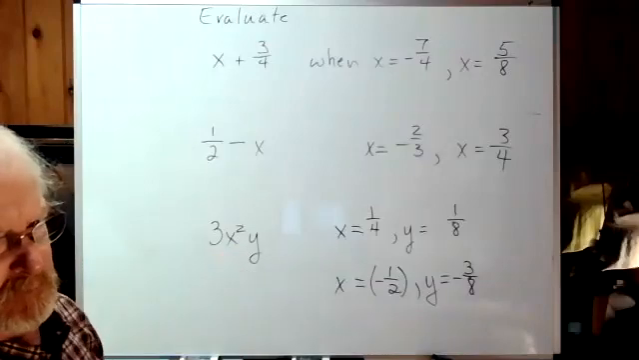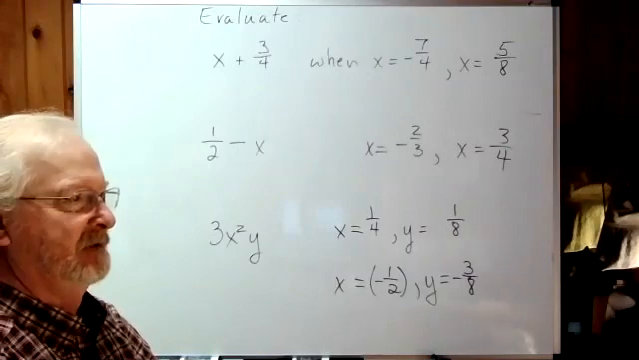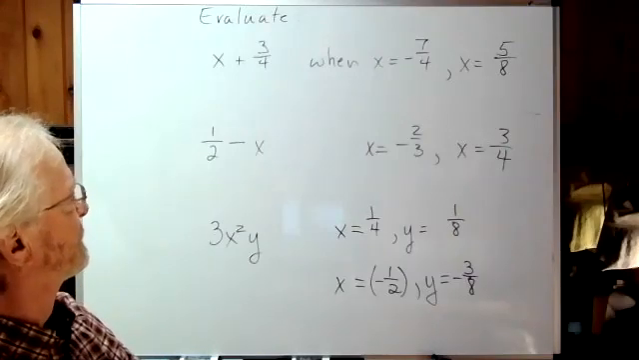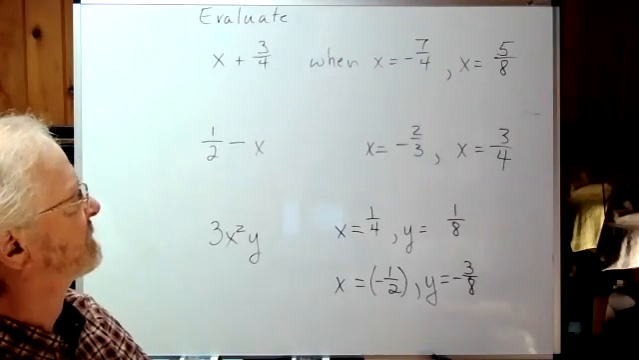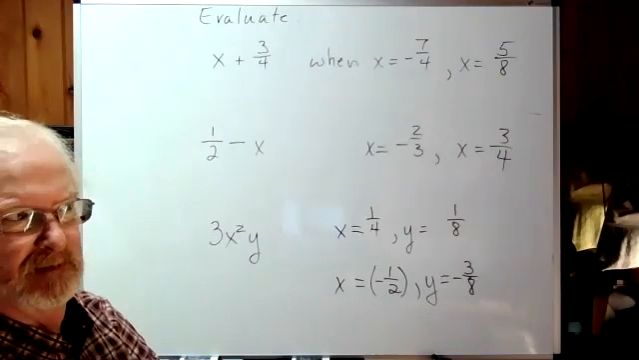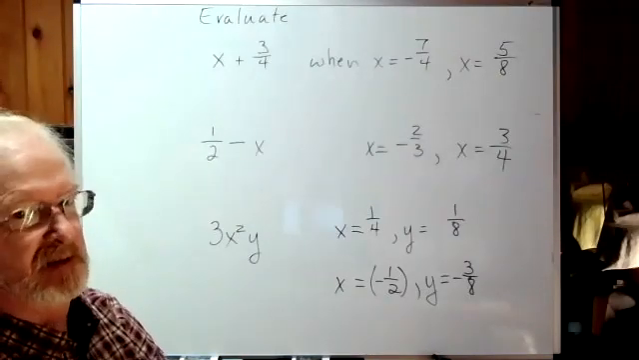Deal with the square correctly. Use extra parentheses for the negatives, right? Wrap them up in parentheses. I can't figure out how to raise a fraction to the 2nd power. Okay, it means multiply the fraction times itself.